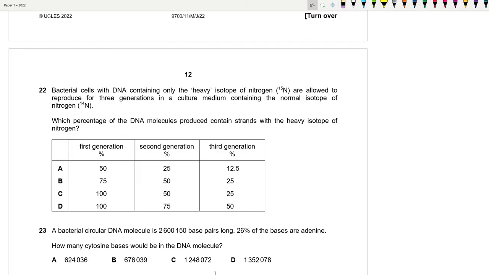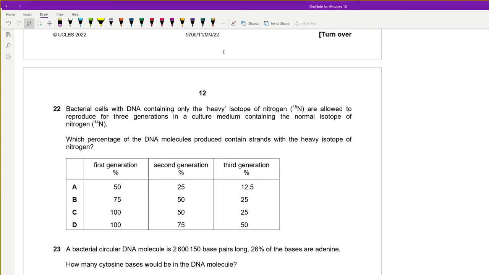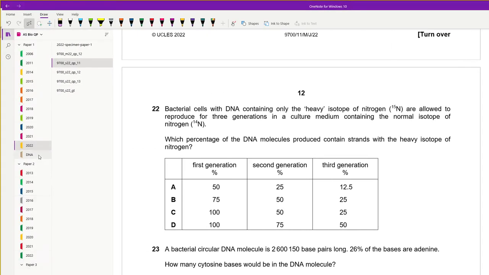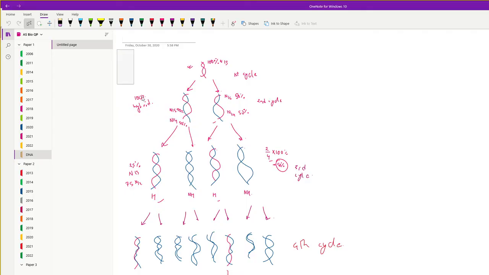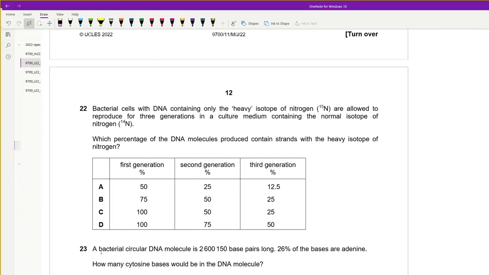22. Bacterial cells with DNA containing only the heavy isotope of nitrogen are allowed to reproduce for 3 generations in a culture medium containing the normal isotope nitrogen 14. Okay, so guys, I have a diagram for this actually. You guys should remember this. Check this. Here you go.